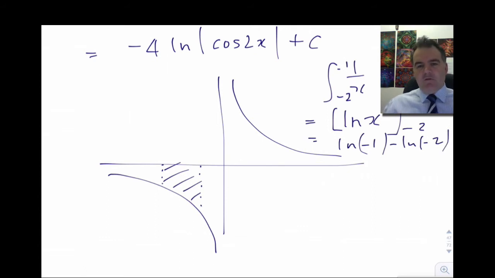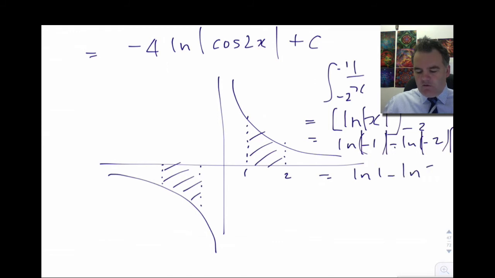ln of -1 is not defined. In fact, natural log values of negative numbers are not defined. So we're into a problem here. What this formula allows me to do is just say, well, that's going to be the same as the area between 1 and 2 there. So if we use the absolute value of x now, we get ln 1 minus ln 2, which is a value that I can work out. Or in this case it's going to be the other way around, ln 2 minus ln 1, because we've got the 2 bigger than 1. So you can see that putting those absolute value signs in there is going to help us.